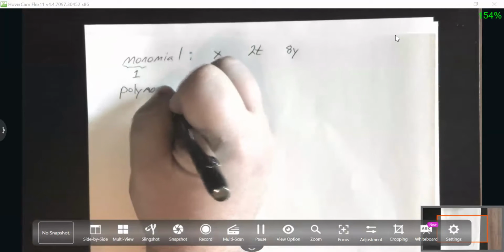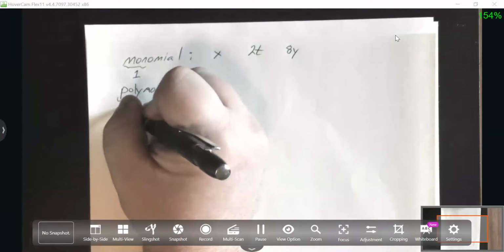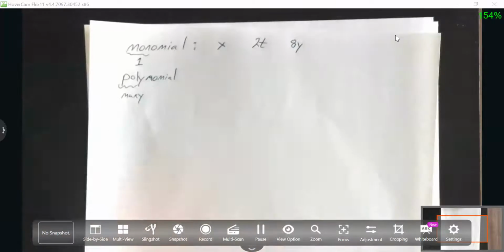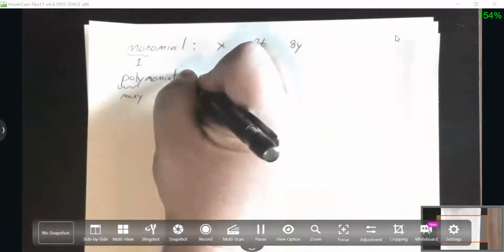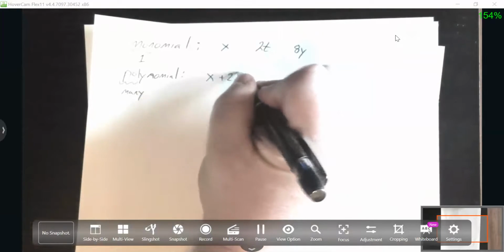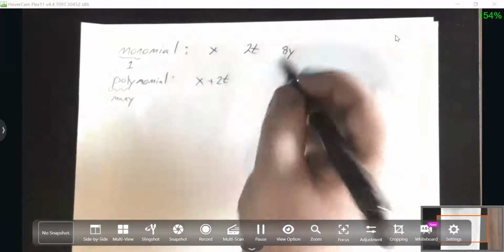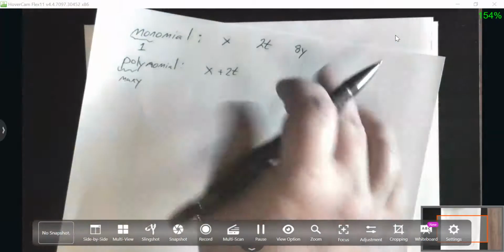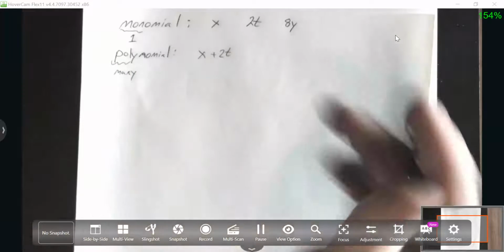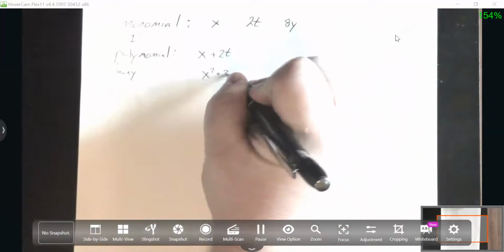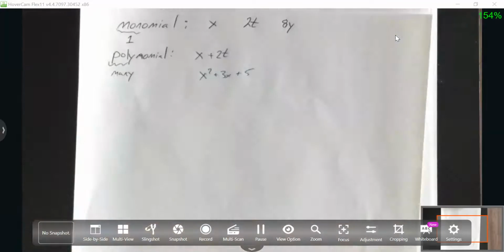Polynomial just means that we have multiple of these. Man, I cannot spell today. So we're going to have a combination of these single terms adding or subtracting together. So x plus 2t, that would be a polynomial. Traditionally, when we look at them, it'll all be one matching variable. So x squared plus 3x plus 5, that is a polynomial.